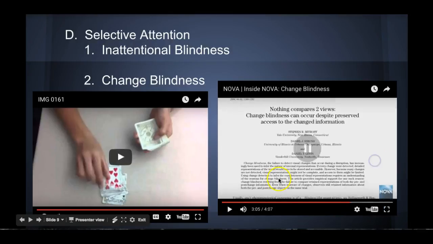Okay, we don't need to watch the rest of this, but it is good, from Nova. It is a little bit longer, but the idea of change blindness and that door scene, the piece of wood, is actually a very famous experiment.